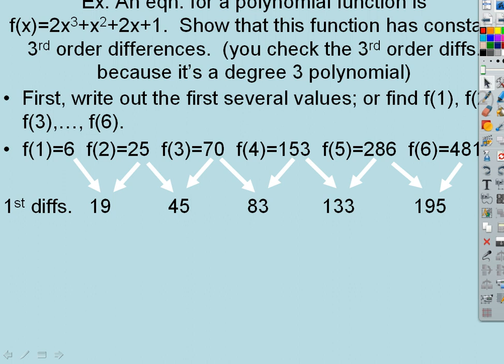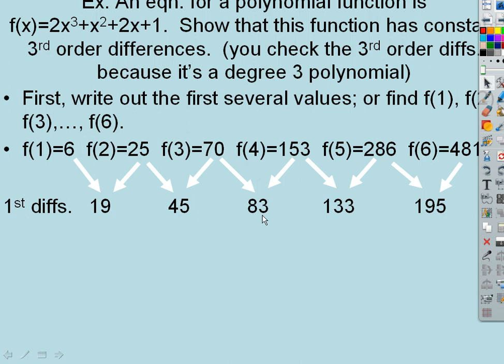Now, there's a ton of room to make mistakes on this. You got to be careful. What happens on these problems a lot, on the test also, is that people do all this work and they make one or two little mistakes and it screws the whole thing up, right? So you got to really take your time and be careful with these. 70 minus 25 is 45. 153 minus 70 is 83, etc.